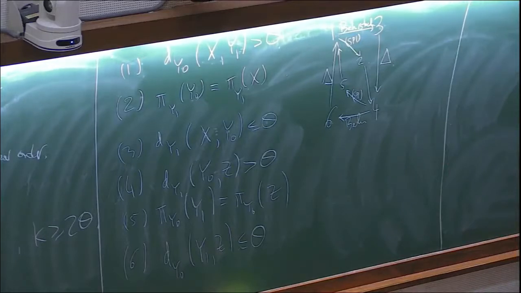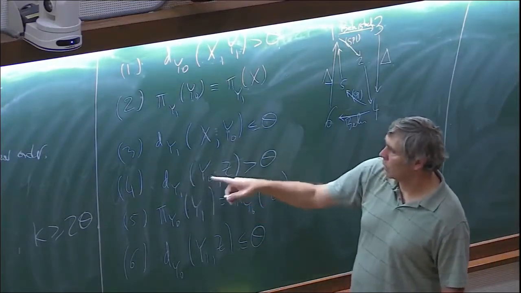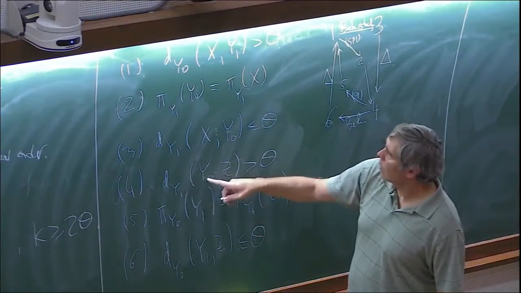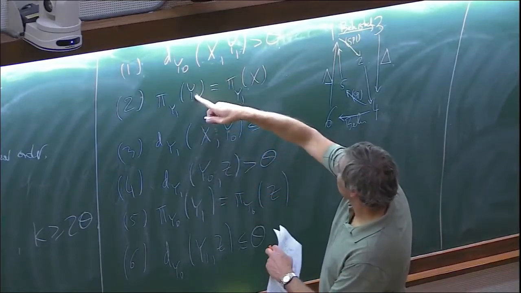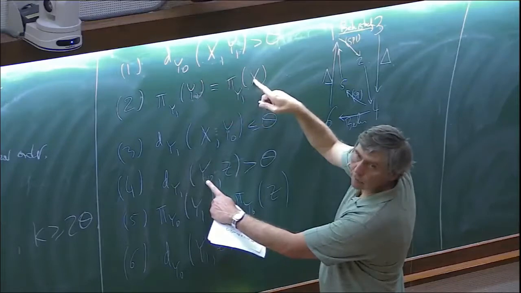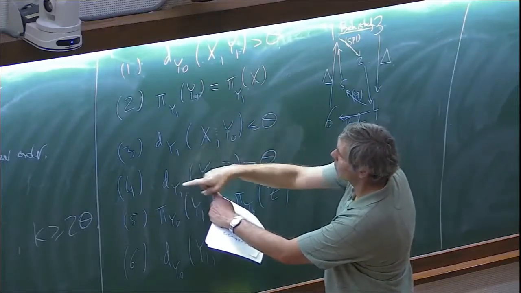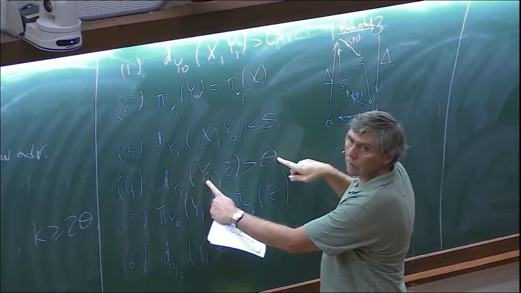And the last one is just a definition. How do you define the distance? Well, you project and then you look at the diameter of the union. If these two projections are the same, then I can replace y0 by x, because I get the same number. But once I put x, then this distance is in fact bigger than k. It's certainly bigger than theta.